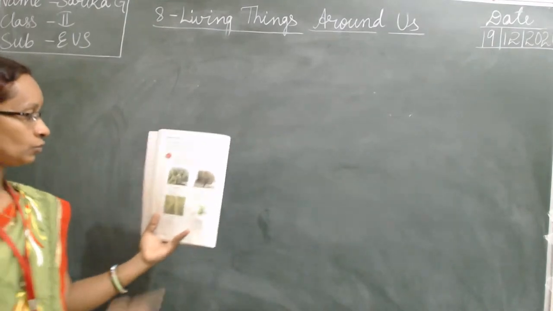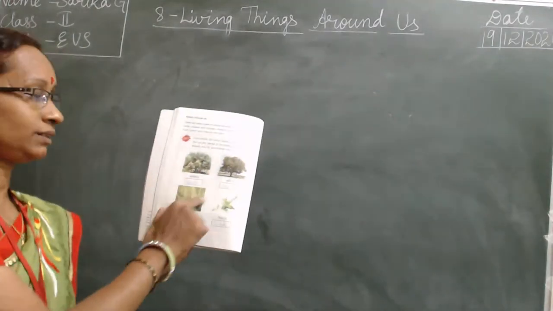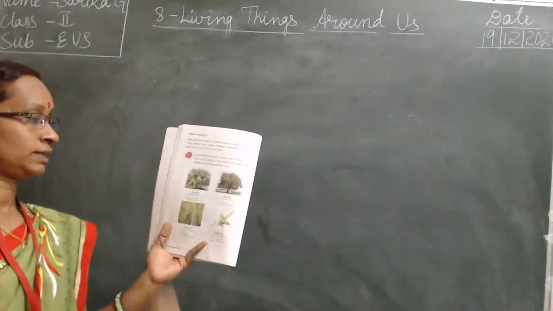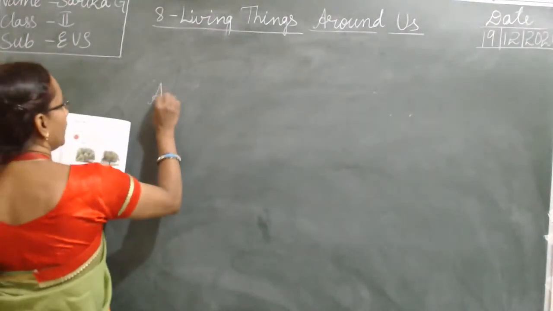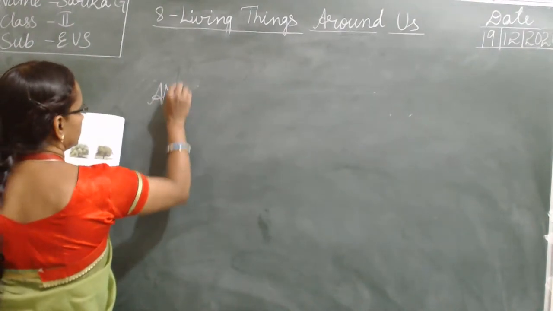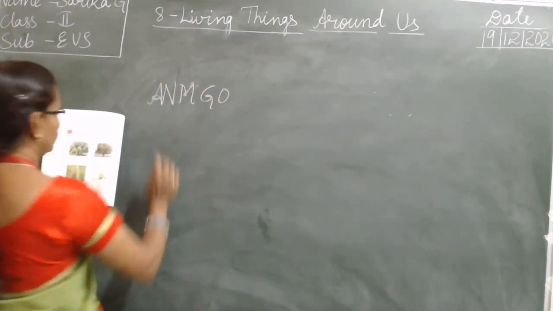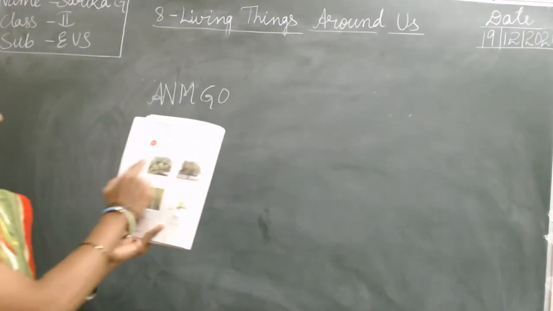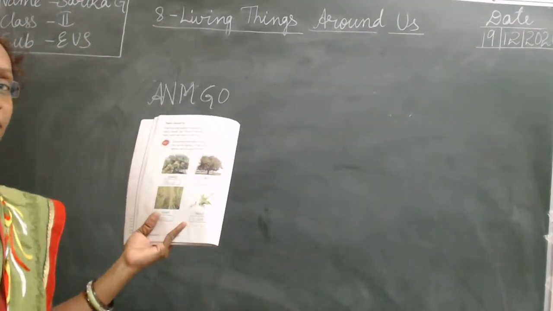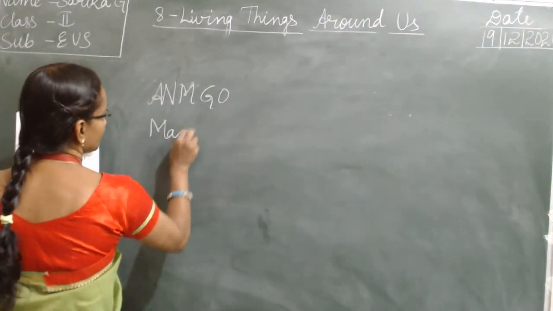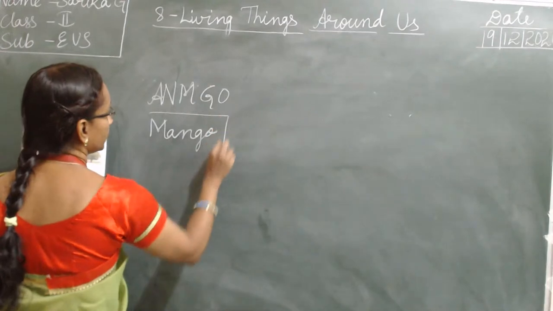See, which tree is this one? Can you identify this tree? A-N-M-G-O. Yes. See this tree? Which tree is this one? It's a mango tree. Yes, it is a mango tree.